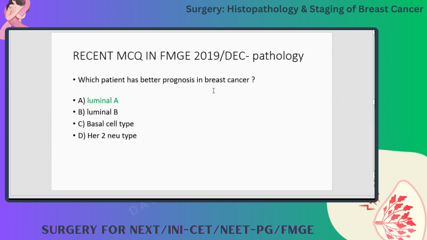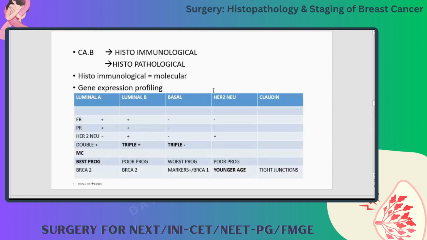So now we come to that first question. Which patient has better prognosis in breast cancer? Luminal A. What is this luminal A? So in breast cancer, we have two pathological exams. One is histopathological examination, that is identifying the, what is histopathology?